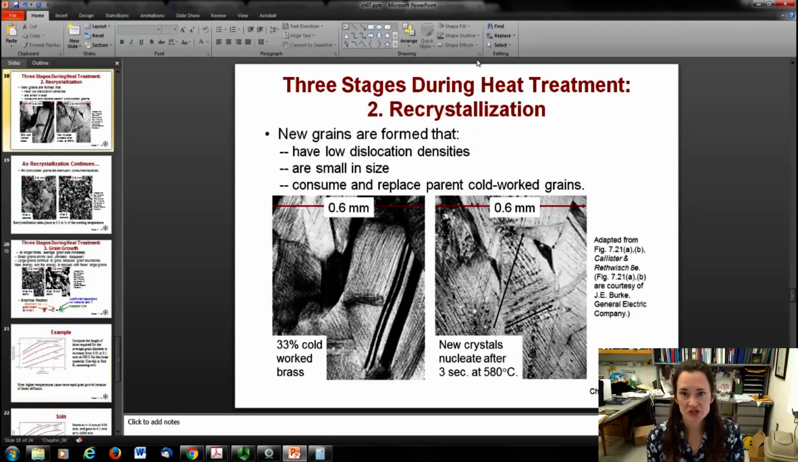Another thing that then happens during the heat treatment is that it can recrystallize. What that means is that it forms new grains that have low dislocation densities. They're smaller in size, and then the grains grow and consume and replace the parent cold work grains. Now, these crystals are going to nucleate preferentially at sites that have high strains in the lattice. That's what gives it the kick that it needs to form and nucleate that new grain. So they're going to initiate at points of high stress within your material.